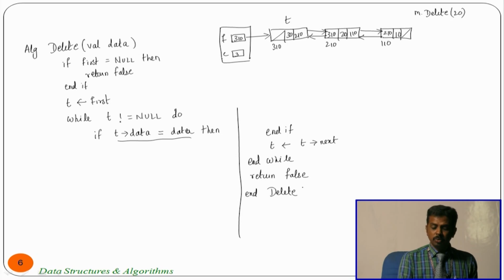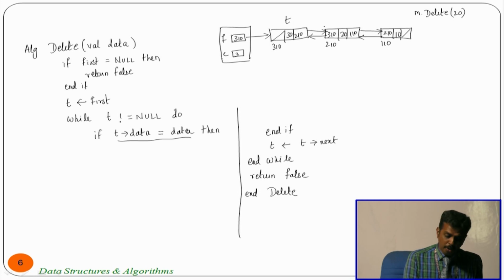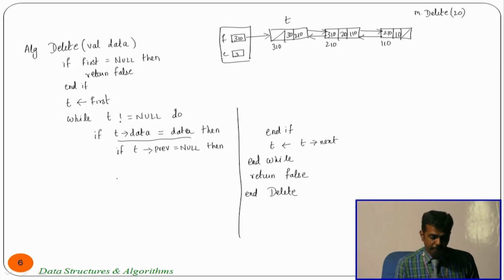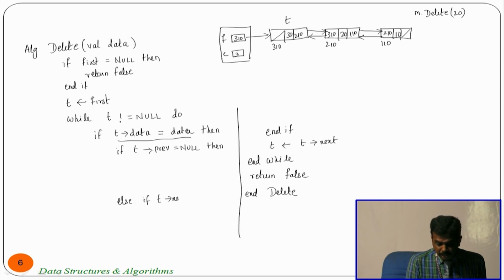So, what I told is, once you get the t, it may be the first node. How can we check if it is the first node? If t of previous is equal to null, then I have to write the code for deleting the first node. Else if t of next is equal to null, it means that this is the last node.